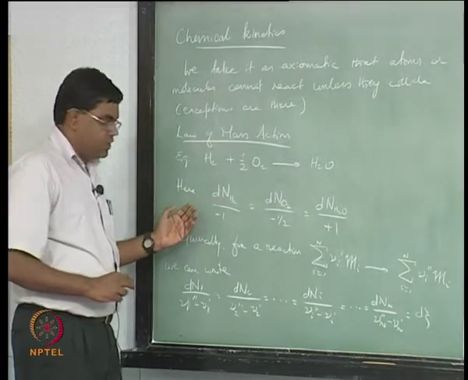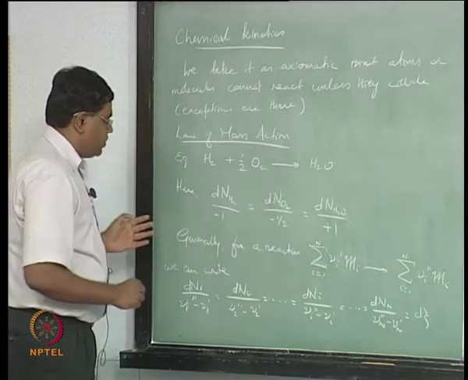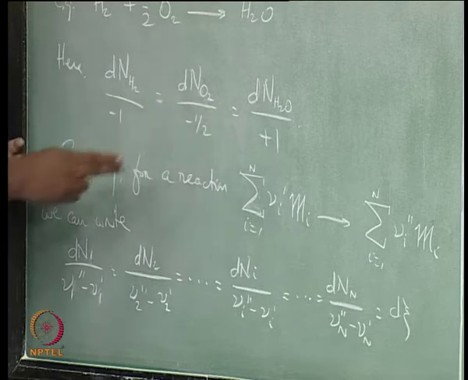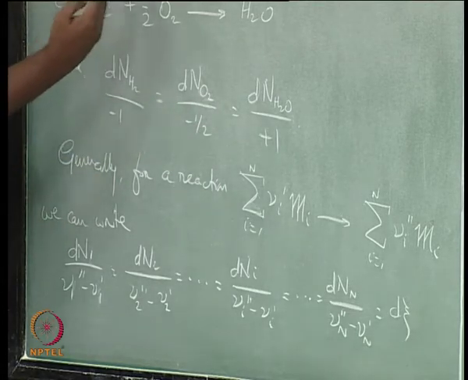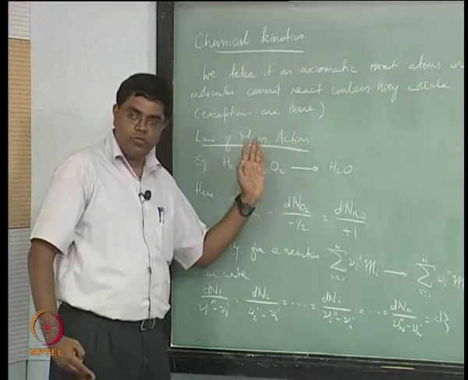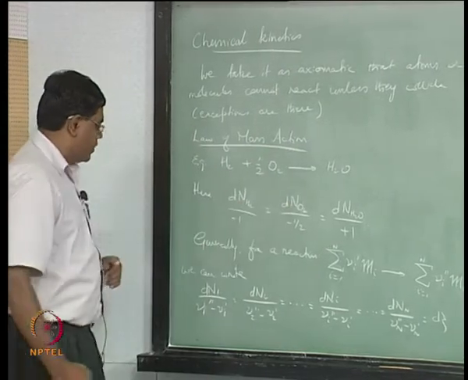So the sign and the value in the denominator for these are derived from whether they are reactants or products, and you could also look at what's the loss relatively speaking. One mole of hydrogen is lost with half a mole of oxygen that is lost to produce one mole of water. So that's what we write.